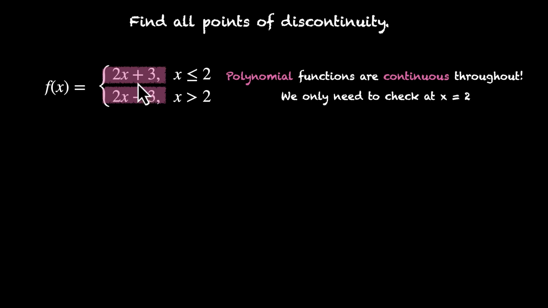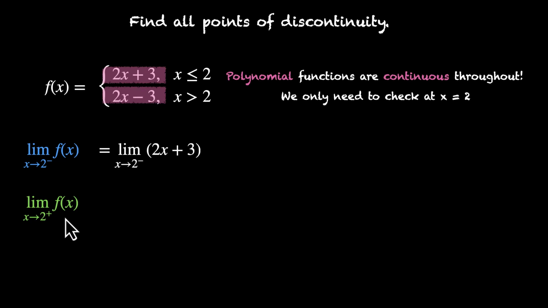We'll find the left hand limit using this one and right hand limit using this definition. So the left hand limit at x equals 2, this is x approaching 2 minus, limit as x tends to 2 minus of f(x), and right hand limit is x tends to 2 plus of f(x). So let's figure this out. For left hand limit, we'll use f(x) equals 2x plus 3. And for right hand limit, we'll use f(x) is equal to 2x minus 3.